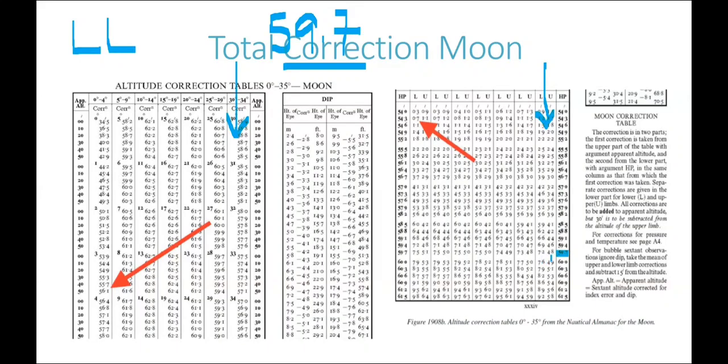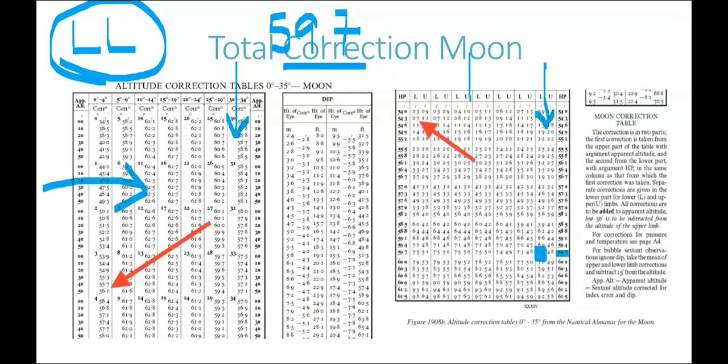Now we see there are two values given, 7.2 and 4.8. Which value we will pick up? It is a lower limb observation. So we pick up the value under L. The value is 7.2. So this is our HP correction. The HP correction is always positive. Main correction and HP correction both are always positive. There is no negative here in this entire table. No negative. All are positive corrections. So you add the main correction as well as the HP correction, and the altitude is corrected.